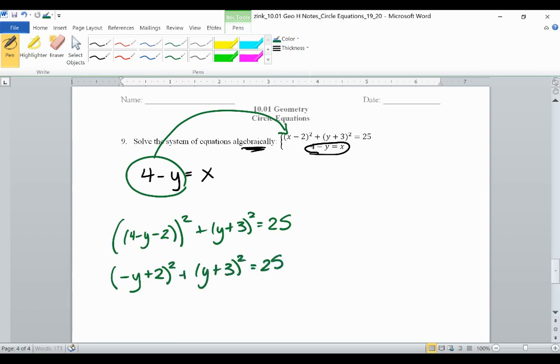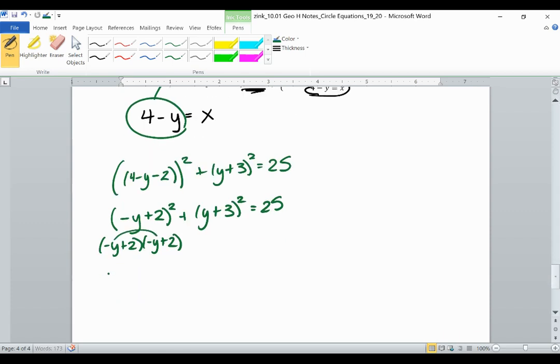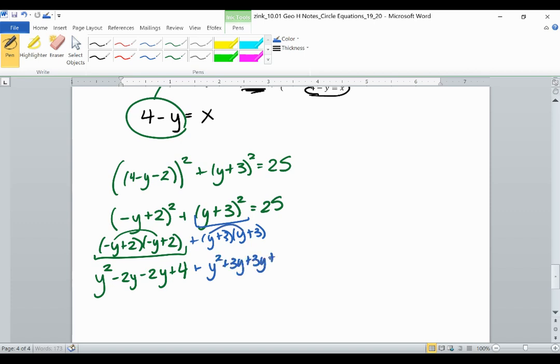And now I want to FOIL these out. So if you need to, write that out 2 times and FOIL that. So we've got negative y times negative y is positive y², minus 2y, plus 4. So that's for the first one. Then for this one, we can write that out 2 times again and FOIL that out. So I've got y times y is y², plus 3y, plus 9, equals 25.